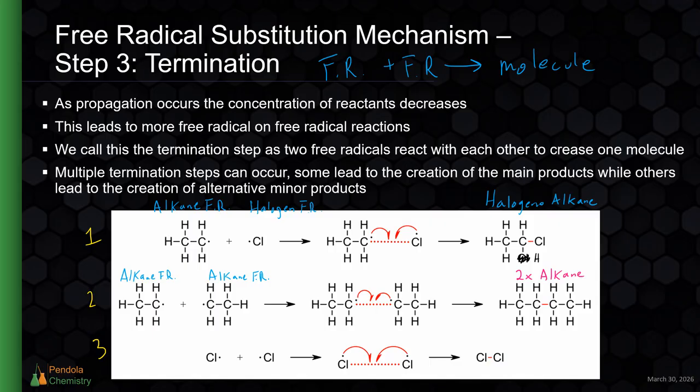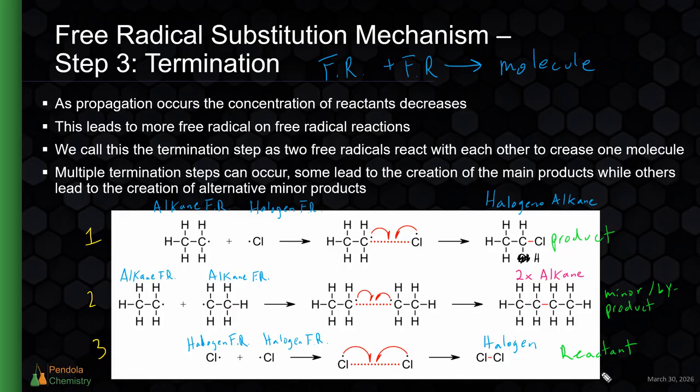And the last one is when two halogen free radicals react with each other, in which case they just make the halogen molecule, which is a reactant. So the first termination step is going to create what we call a product, because halogen alkane is a product. Whereas the second termination step creates a minor product, a product that is not intended, but could be a byproduct of the reaction. And then this last one actually recreates a reactant.